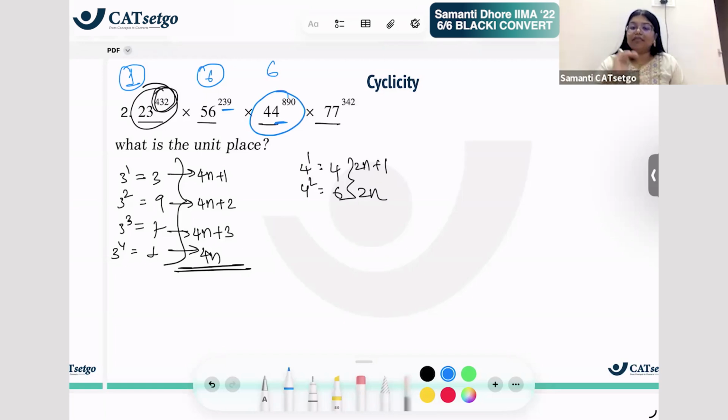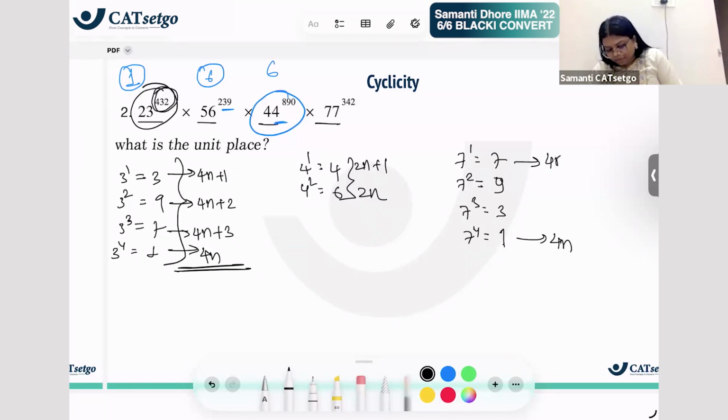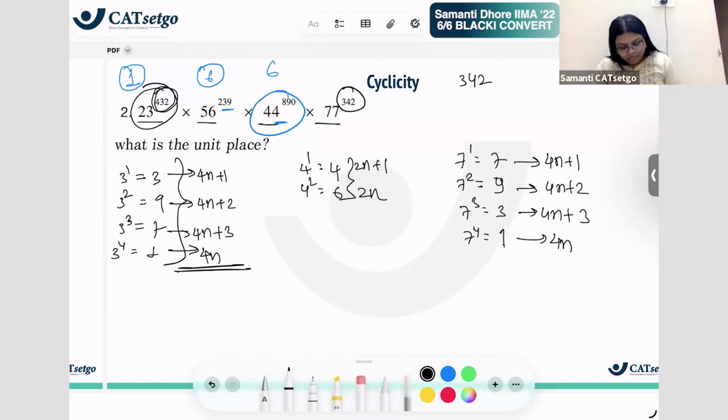And now 7. We know cyclicity of 7 is that of 4. Now here I am going to say that if it is 4n, then this 4n plus 1, 4n plus 2, 4n plus 3. Is 342 divisible by 4? No, not directly, है ना? इसे करके देखते हैं. We have 4 8s are 32. Then we have 22 left. 4 5s are 20. Now we have 2 left. 2 is the remainder, right? Which means 7 square. The unit place is going to be 9.